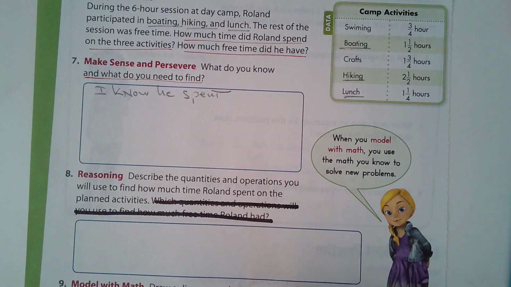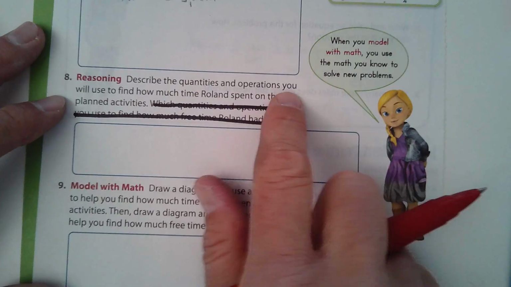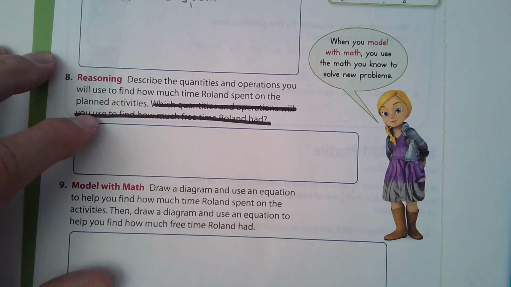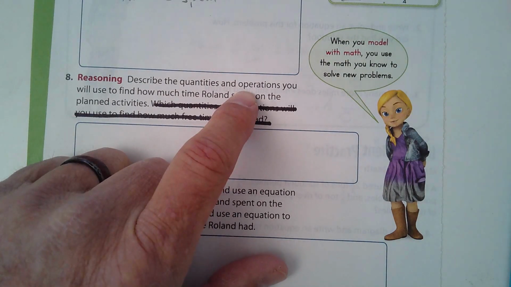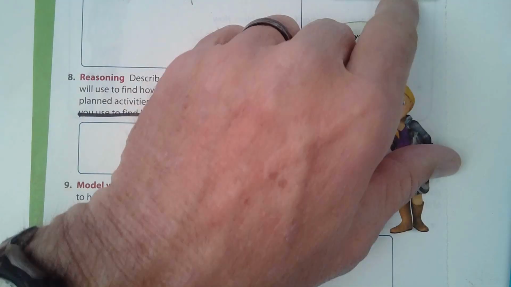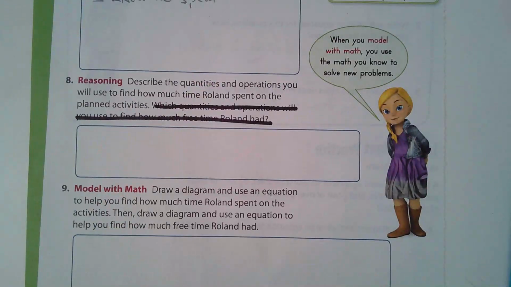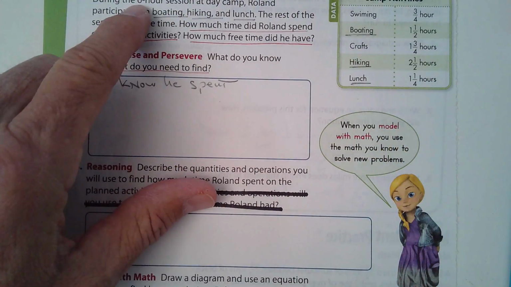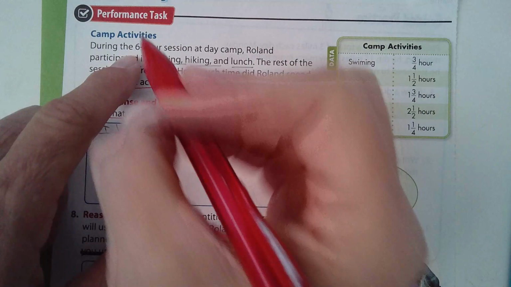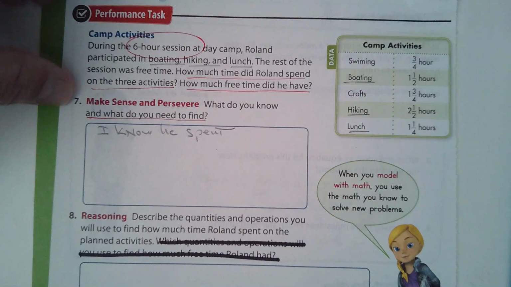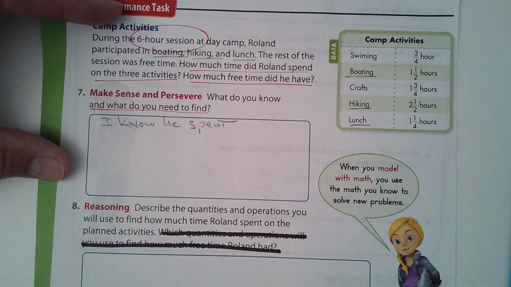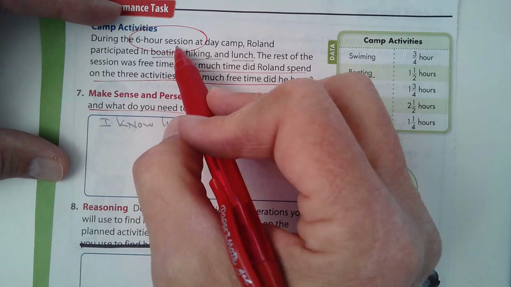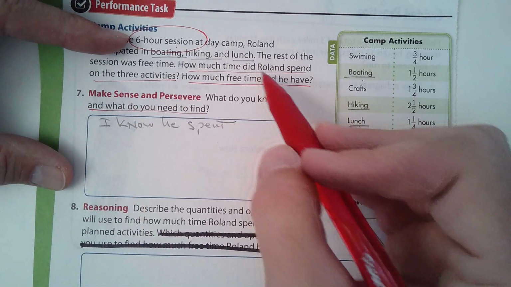It's pretty easy. Then it says describe the quantities and operations we use to find how much time Roland spent on the activities. Well, we're going to be adding some fractions. And then you're going to be subtracting the total number from the 6 hours. Because they said it's a 6-hour session. And that'll tell you how much free time he had left. When you add up boating, hiking, and lunch, and subtract that from 6 hours, then you will know how much free time he had left.